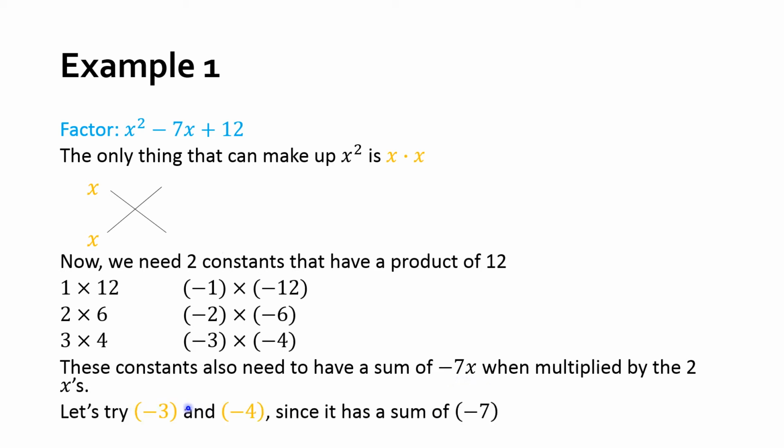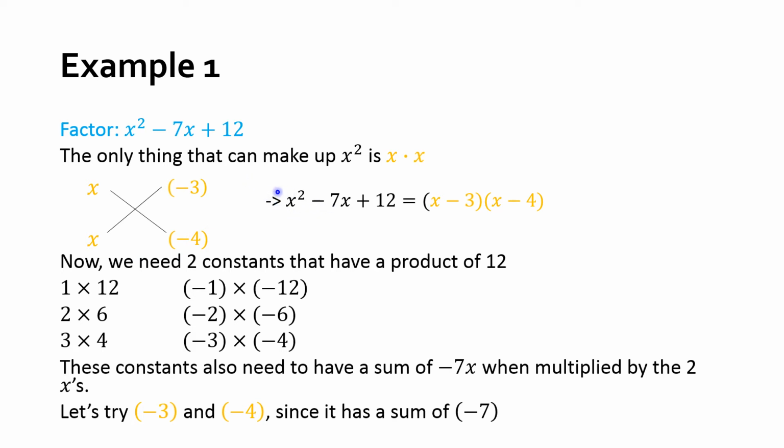So let's try negative 3 and negative 4, since they have a product of 12 and a sum of negative 7. So if we have negative 3 here and negative 4 over here, then negative 4 times x plus negative 3 times x is equal to negative 7x. So this is how you use cross multiplication.